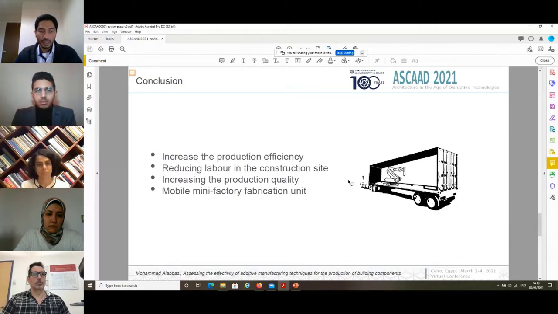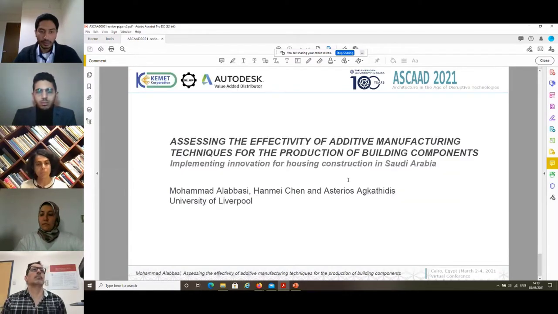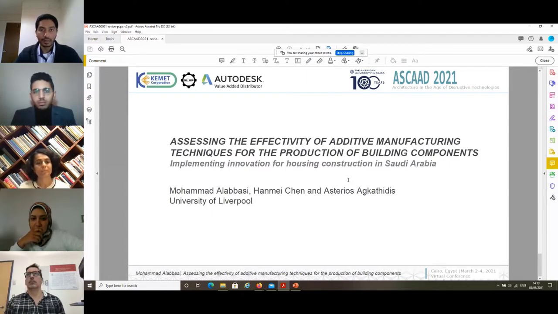So the conclusion, using robotic arm can increase the production efficiency and also reduce the labor in the construction site. It will also increase the production accuracy and quality. As the final step of this research, we proposed a small manufacturing unit based on a shipping container. This unit can be transported to the construction site for in situ construction. So that's pretty much it. Thank you for listening.